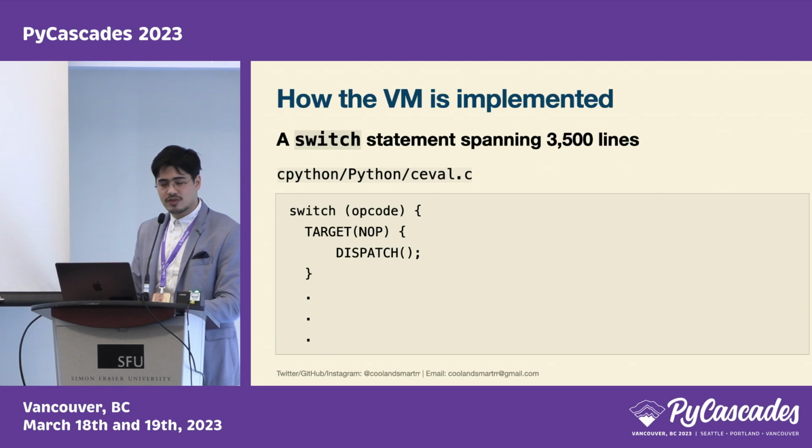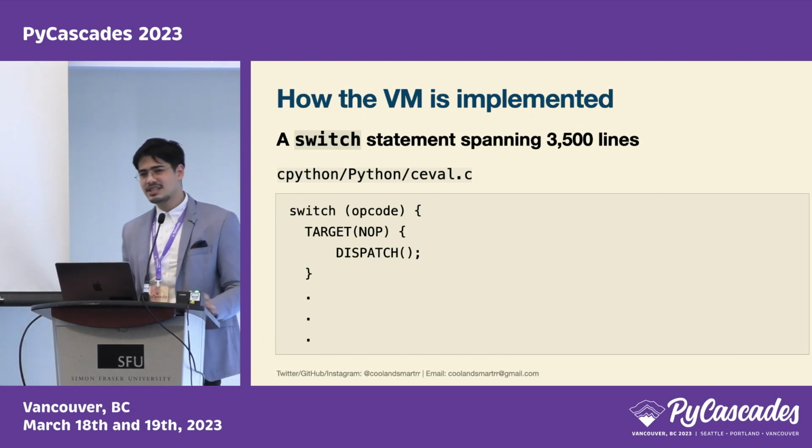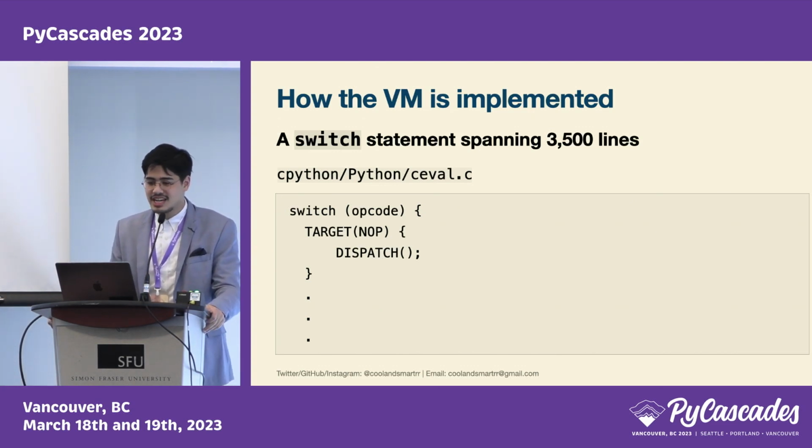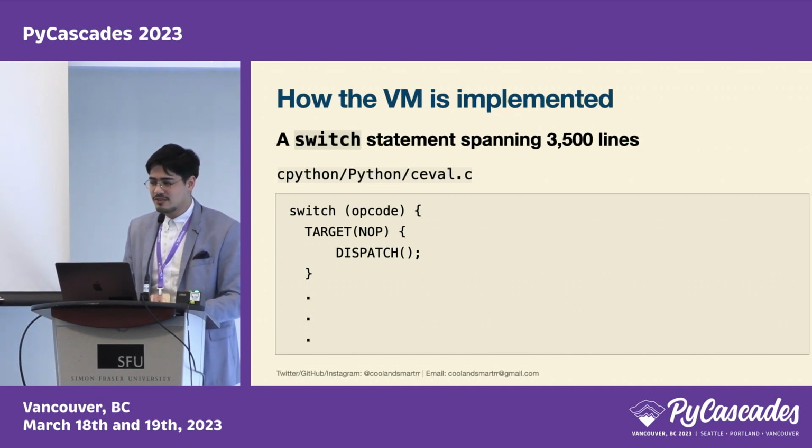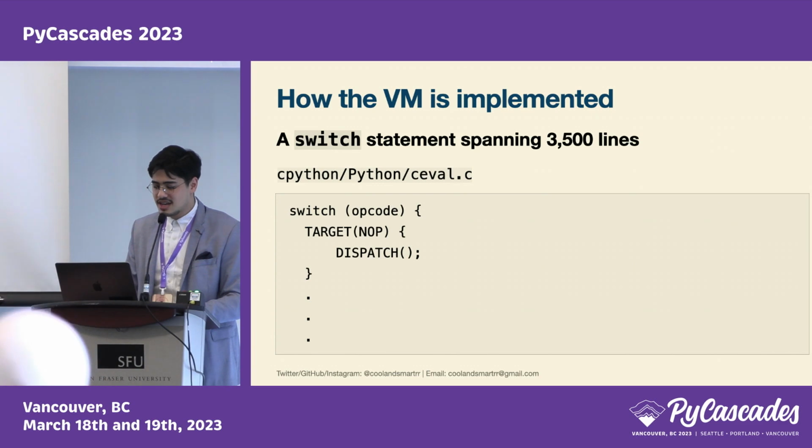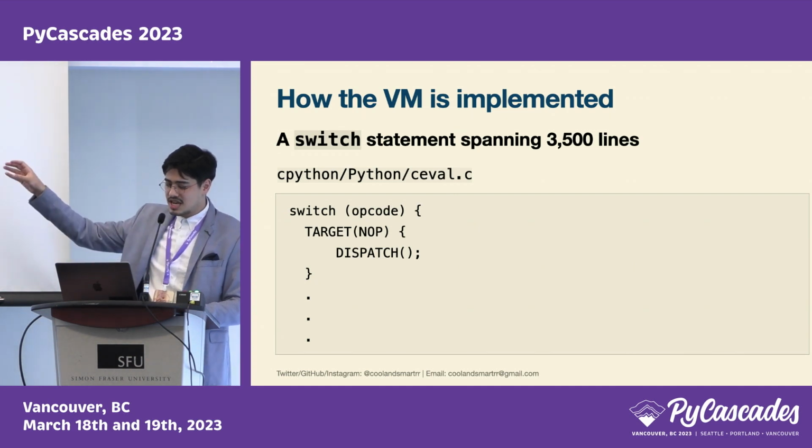So how is the virtual machine implemented? It's basically a really long switch statement. And I know that long codes aren't encouraged, but in this case, a switch case really suffices, and it just works. The switch statement is contained within the Python subdirectory, the ceval.c file. And basically, it's just the switch and the target and the opcode name, and it just tells what to do with that opcode.